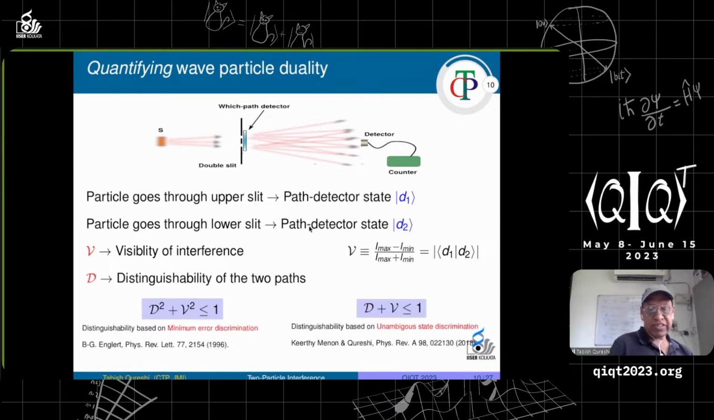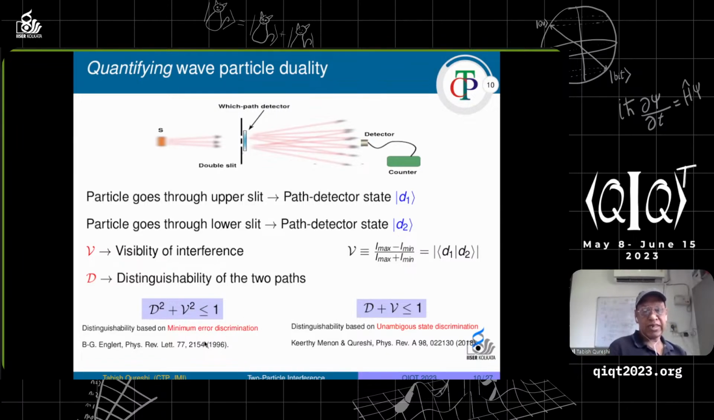There are two ways of distinguishing between these two quantum states. One is called minimum error discrimination. Based on this, Englert defined distinguishability, and formulated this relation: D squared plus V squared is less than or equal to 1. The extreme cases: both these quantities go between 0 and 1. If you have full path information, that means D is 1. To satisfy this relation, V has to be 0, which means we will not get any interference. And if you see interference with full visibility, that means V is 1, then distinguishability has to be 0, which means you cannot distinguish which slit the particle has gone through, or rather these two states will be indistinguishable.